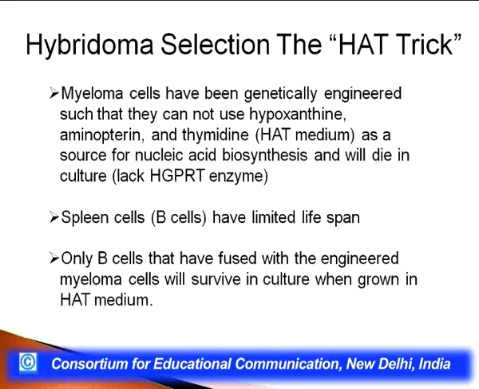Now, hybridoma selection, which we call the HAT trick, actually employs 3 important features. The myeloma cells have been genetically engineered such that they cannot use hypoxanthine and thymidine in the HAT medium as a source for nucleic acid biosynthesis, and hence will die. The spleen cell, as I just told you, will have a limited lifespan and will die after 1 or 2 divisions. Only B cells that are fused with the engineered myeloma cells will be able to survive in the culture when further grown in a HAT medium.